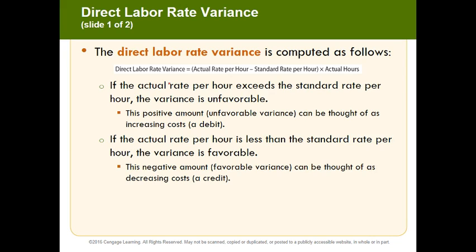So when we want to compute the variance, we start with our actual rate per hour, reduce that by our standard rate per hour, and multiply it by actual hours. If the actual rate per hour exceeds the standard rate per hour, we deem that as unfavorable. Where if the actual rate is less than the standard rate, that's favorable. We paid less than expected.